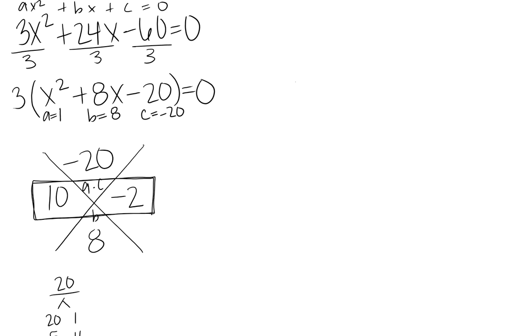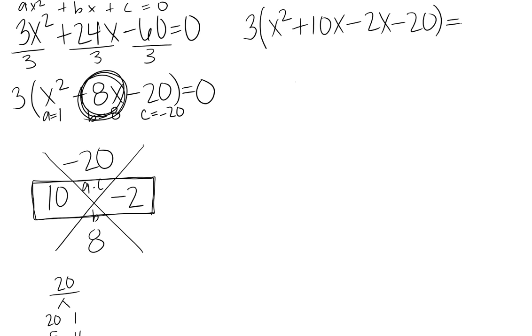Okay, now don't go back to the original problem. We're going to use 8x, and instead of writing 8x, we're going to write positive 10x and negative 2x. So my 3 is still in front, and now I'm going to have x squared plus 10x minus 2x minus 20 equals 0. And again, the order of these 2 doesn't matter. So if you put the minus 2x first and then the plus 10x second, that's totally fine.